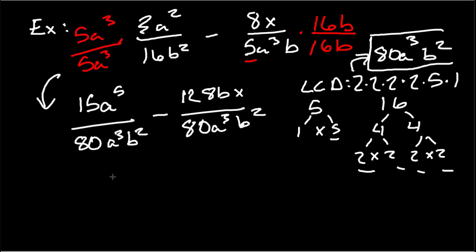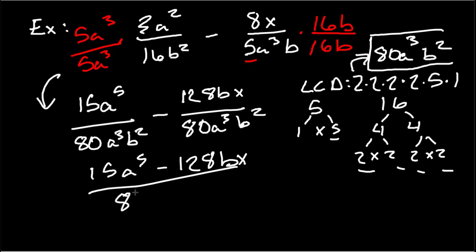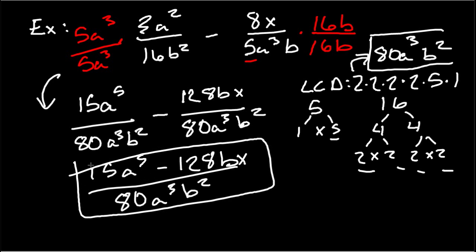So now we just subtract the top and keep the bottom: 15a to the 5th minus 128bx over 80a cubed b squared. Now, we look at the top, there's nothing we can factor out, no common factors, so this is our final answer.